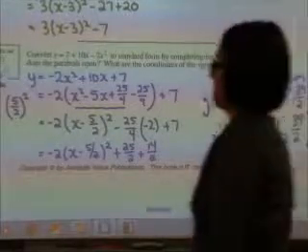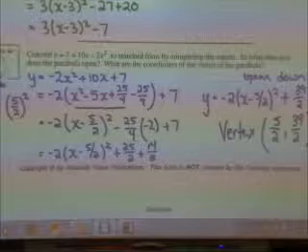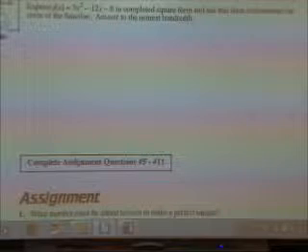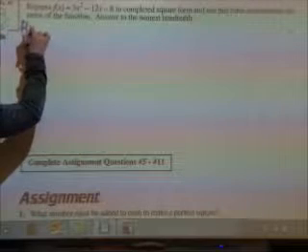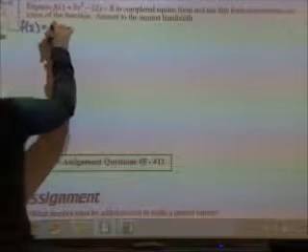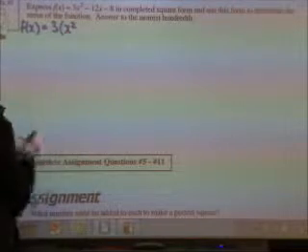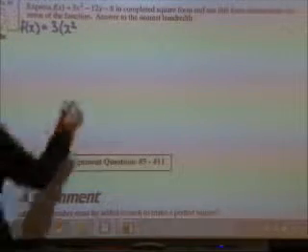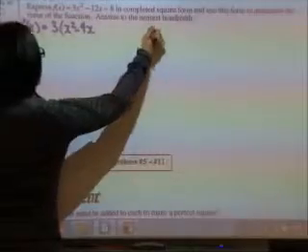Okay, last example. Express the following function in completed square form and then use the form to determine the zeros of the function. So what would be my first step? We need to factor out a 3. Okay, so if I factor out a 3, what am I left with? X squared minus 4x. And then this negative 8 will stay on the outside.